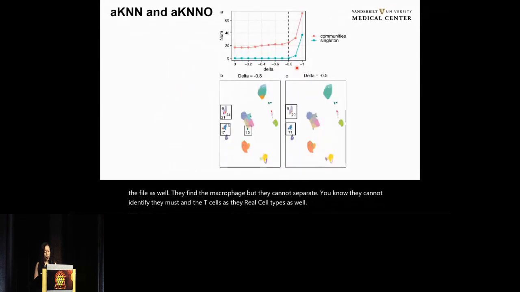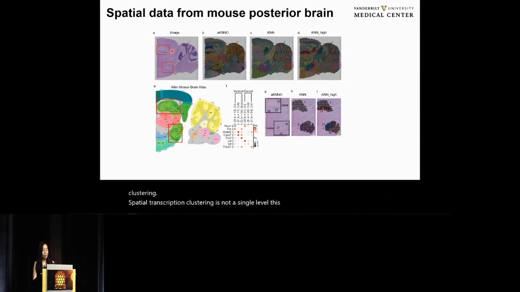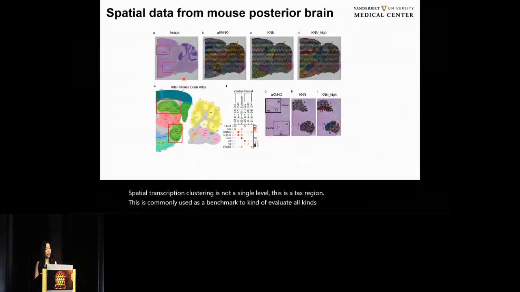So this is to show you how the optimal data is chosen. Let me skip this. So next, the final thing I want to show you is an example in spatial transcriptional clustering. This is not at the single cell level. This is 10x Visium. This dataset is commonly used as a benchmark to evaluate all kinds of spatial clustering methods. So this is the H&E image. This is an anatomic reference from the Allen mouse brain atlas.